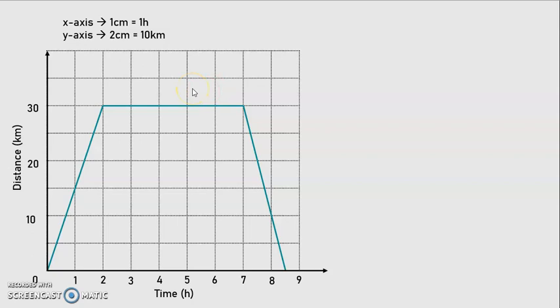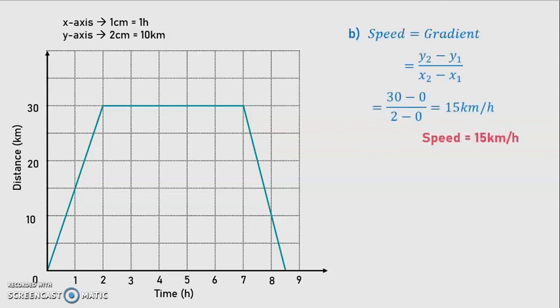Let's see question B. Calculate the man's speed in the first 2 hours. To find the speed of the man for the first 2 hours, you have to use the gradient. Gradient is equal to y2 minus y1 divided by x2 minus x1. Once you calculate, you'll get your speed to be 15 km per hour.